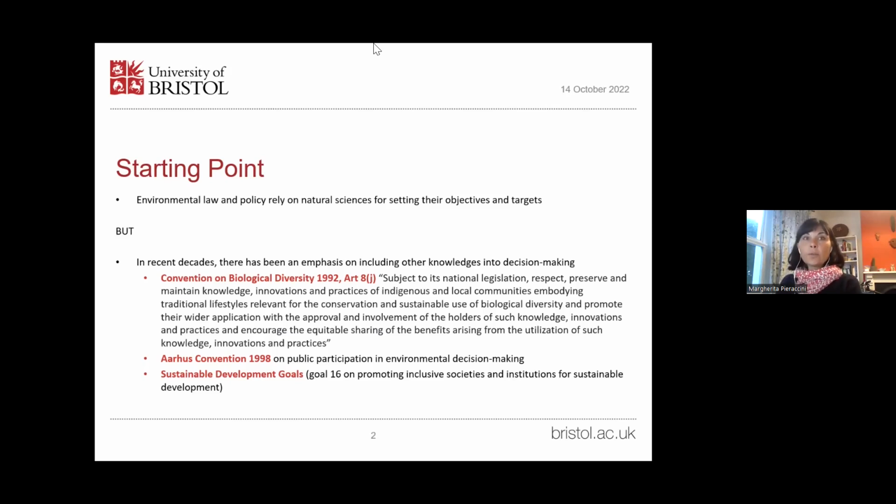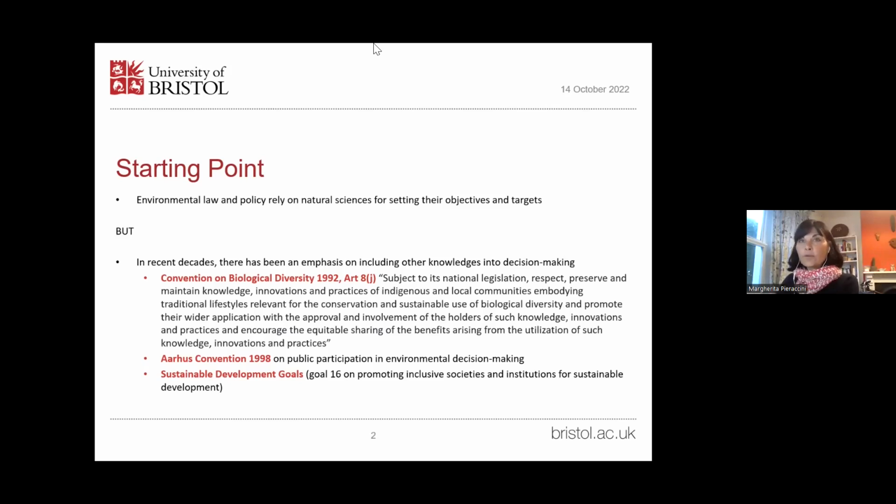If we move forward to 1998, the Aarhus Convention puts the importance of public participation in environmental decision-making to the forefront. In fact, it is composed of three main pillars: access to environmental information, participation in environmental decision-making, and access to justice, all of which are trying to ensure that the public's views are included in environmental policies and environmental decision-making.